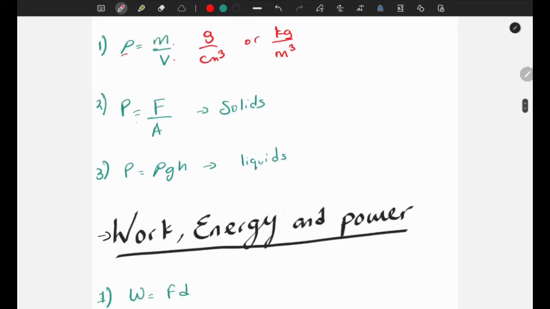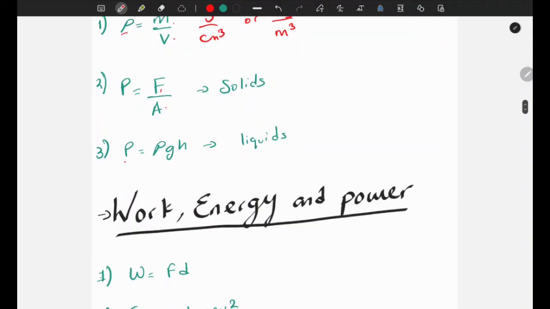The next one is for pressure. Pressure in solids is equal to the force over area. And in liquids, pressure is density times gravity times height. Now, this formula can be derived from the above formula, force over area. So let's see how we can do that. We know that pressure equals force over area. And we know that force is mass times gravity, over area.